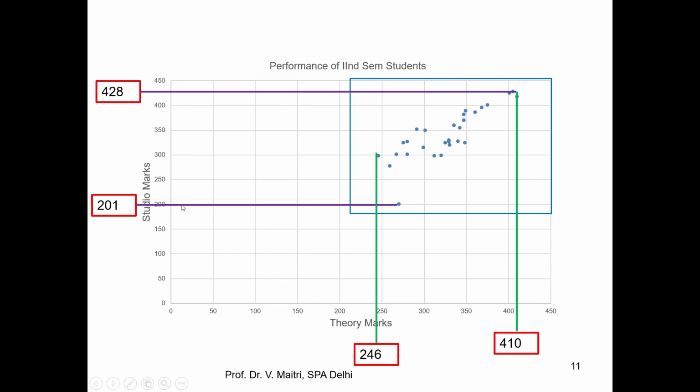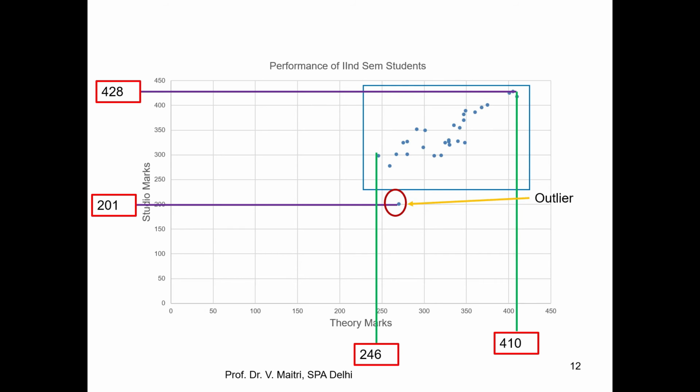So maximum mark in studio 428, this person has got it, and 201 marks minimum marks this student has got it. Similarly in theory 246 marks is being obtained by this student, and 410 marks being obtained by this student. In this way we can see the performance of the students, minimum and maximum value, how they are getting it. Next, now this student, we can say, can we declare this outlier?